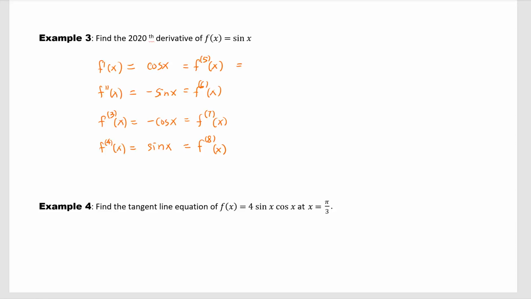Okay, so I can summarize the rule. So this is the first derivative and the fifth derivative.